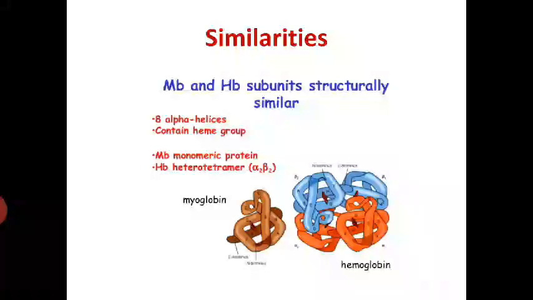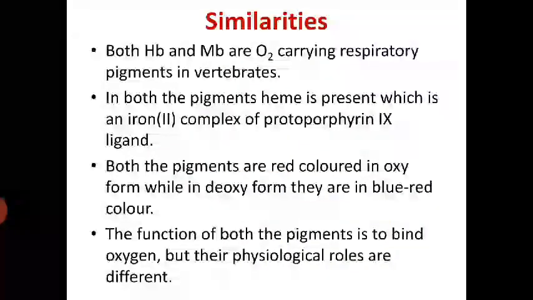Myoglobin and hemoglobin subunits are structurally similar. That means the central metal atom is iron, the porphyrin macrocycle is the same, and they have the same functional groups in the periphery. 8 alpha helices contain the heme group. Myoglobin is a monomeric protein.